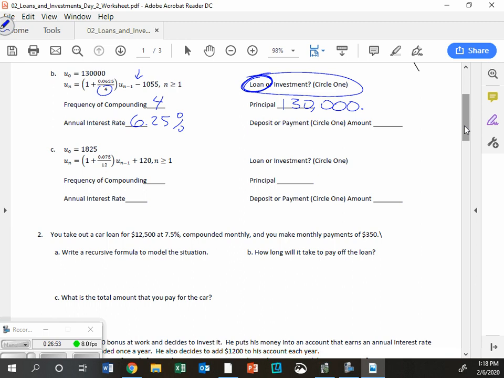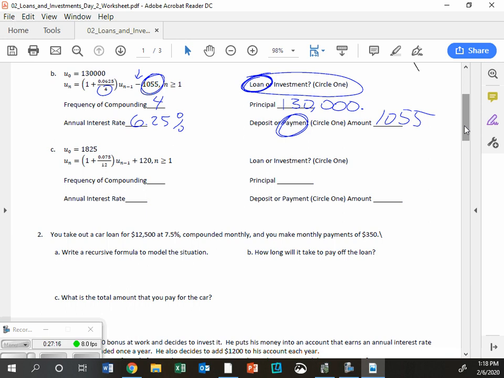All right, and then deposit or payment, that's this. And since it's a loan payment, there's no such thing as a loan deposit. All right, so the payment is 1055. There we go. Now, I helped you with that one. You should do part C by yourself to make sure you know what's going on.